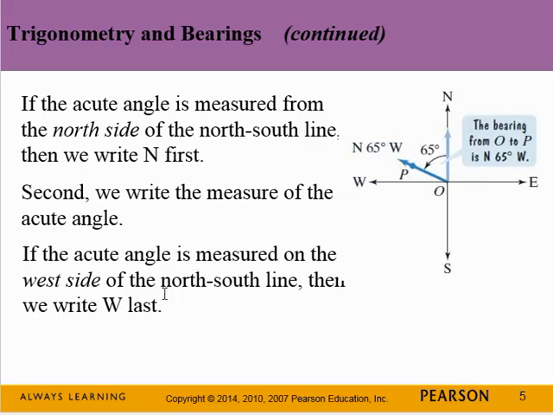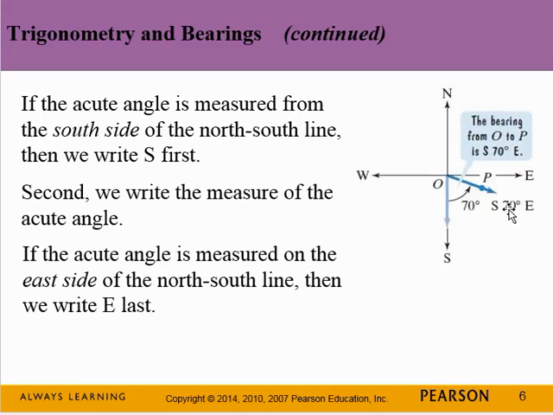If the acute measure is north side and going to the west, then you have N, in this case 65, and then W, saying it's going to the west. If it's south, then you have south, 70 degrees and going to the east. And then if it was the other way, it would be south, whatever the degree is, going to the west.